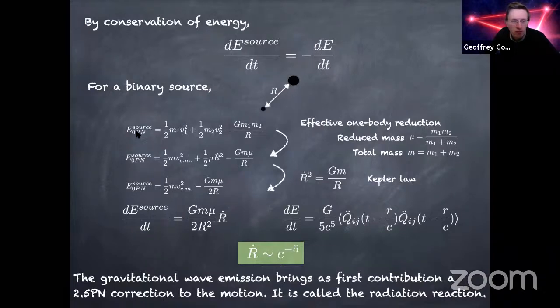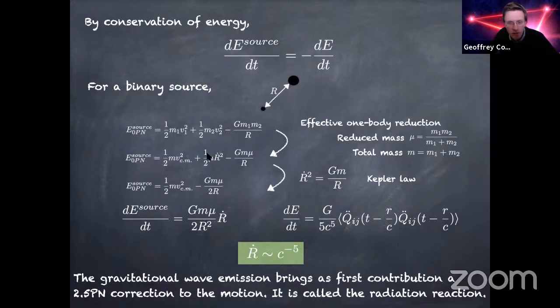So for a binary source, the total energy is the kinetic energy and the potential energy. You can do the effective one-body reduction by calling the reduced mass mu and the total mass M, as we did before. So M1 times M2 is exactly the same as M mu, just from this relationship. And the sum of these 2 kinetic energies you can rewrite as the kinetic energy of the center of mass and the kinetic energy of the reduced system, where R is the relative distance between the 2 bodies.